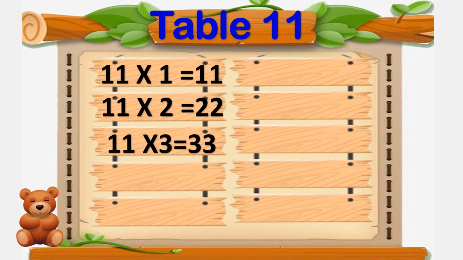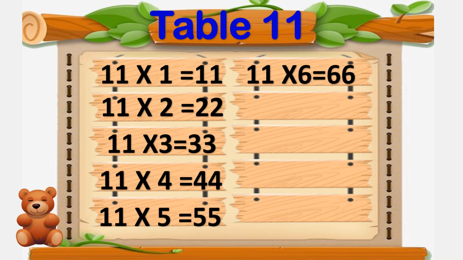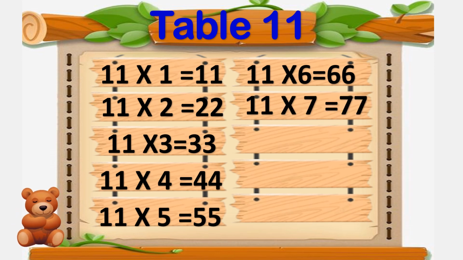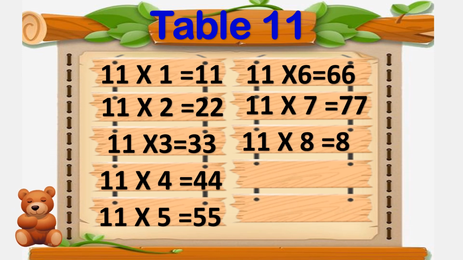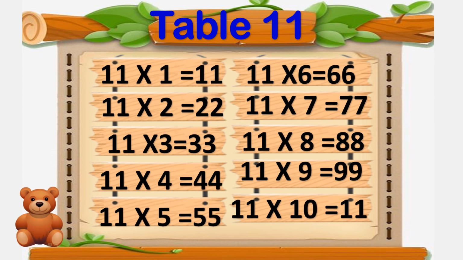11 threes are 33. 11 fours are 44. 11 fives are 55. 11 sixes are 66. 11 sevens are 77. 11 eights are 88. 11 nines are 99. 11 tens are 110.